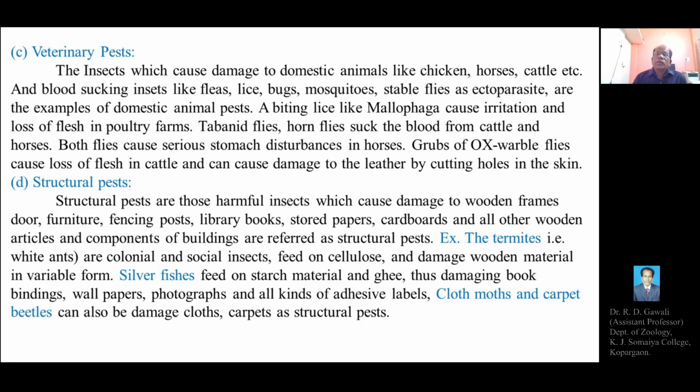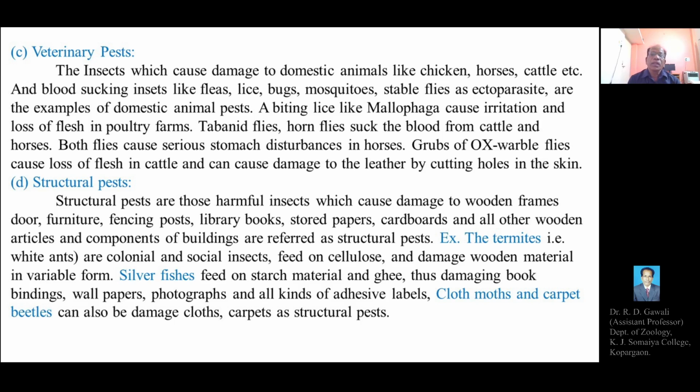So structural pests are the harmful insects causing damage to the wooden frames, doors, furniture, fencing posts, library books, stored papers, cardboards, and all other wooden articles, even clothes, books, and the wooden components of the building. For example, the termites, that is white ants, are colonial and social insects feeding on cellulose material and damaging wooden material in various forms.